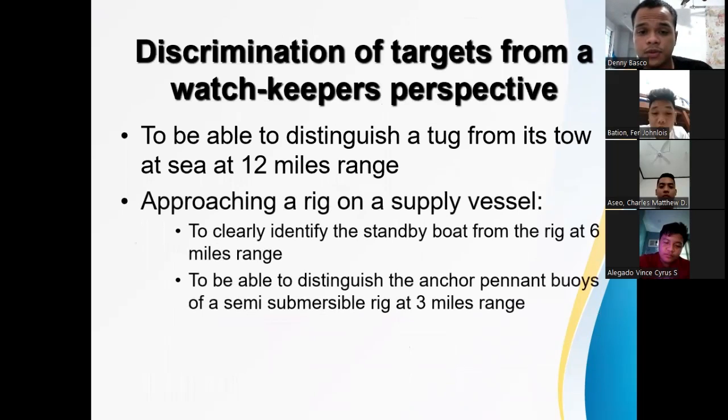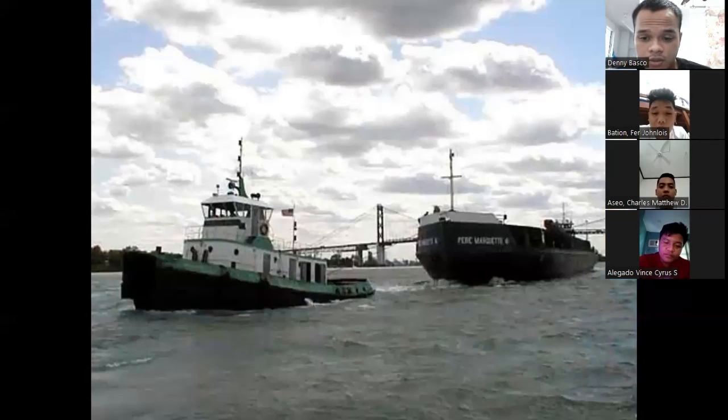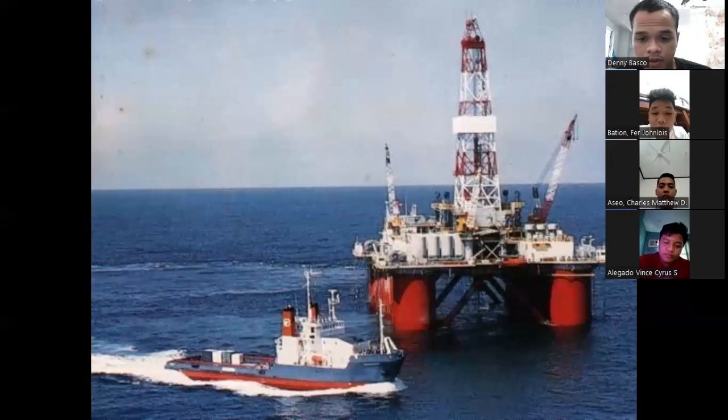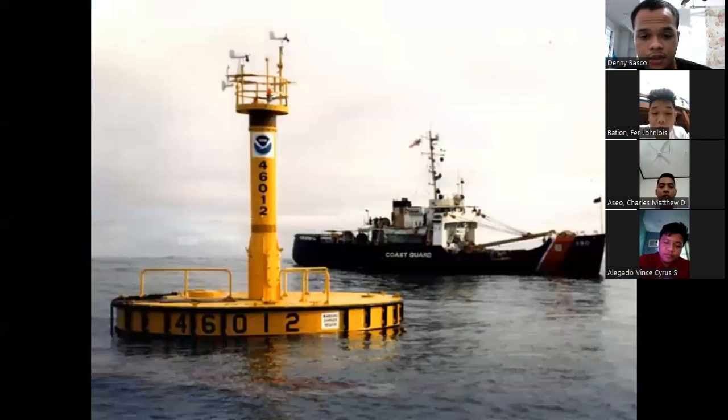Determination of targets from a watchkeeper's perspective: to be able to distinguish a tug from its tow at sea at 12 miles range; approaching a rig on a supply vessel, to clearly identify the standby boat from the rig at 6 miles range; and to distinguish the anchor pennant buoys of a semi-submersible rig at 3 miles range. This is an example of a tugboat connecting to the vessel, a survey tugboat at an oil rig, and a coast guard passing a special mark buoy.